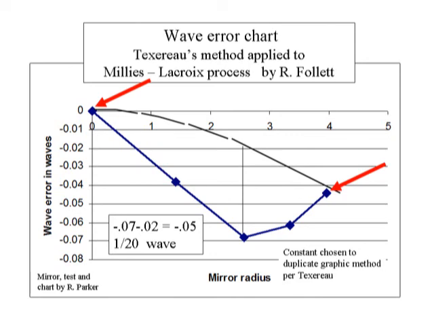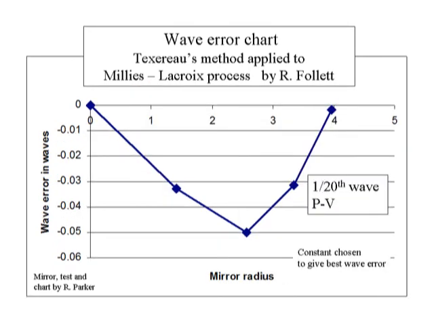It would be better if these 2 points were on a straight line here, and you can just tweak your constant so that they are, and then you can just read directly your wavefront error and calculate it. In this case, it's a 20th of a wave. So do I believe that this is really a 20th of a wave mirror? Absolutely not on your life.